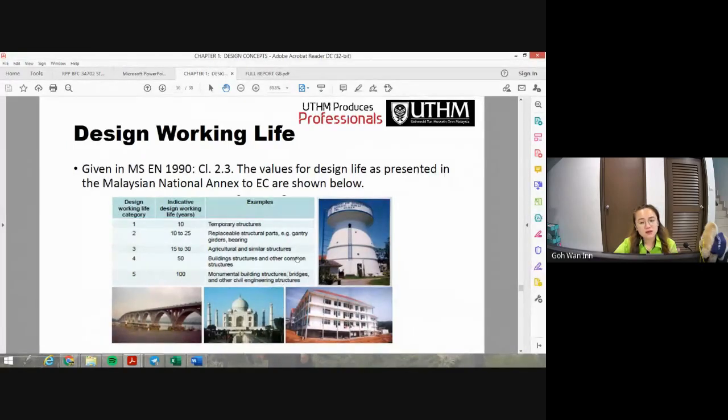Okay. So remember, for our normal buildings we go for class 4, and for monuments and bridges we go for 100 years. These are the 5 categories, and you can find them in Eurocode 1990.